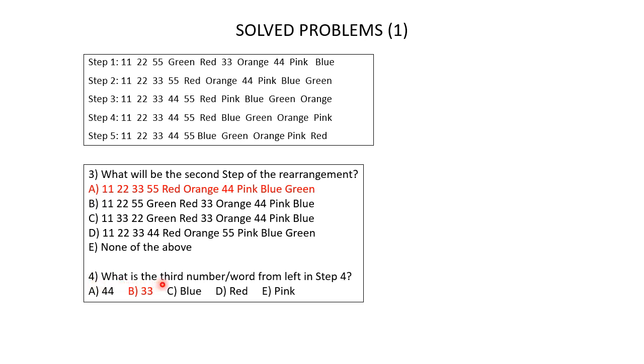Question number 4. What is the third number or word from the left in step 4? You are given 5 options here and you have to find out which of these options is the correct one. So here you have to find out the third number or word from the left end in step 4. So you have step 4 here, and the third element from the left end is 33. So 33 is the third number from the left end in step 4. So the correct answer is option B, 33.